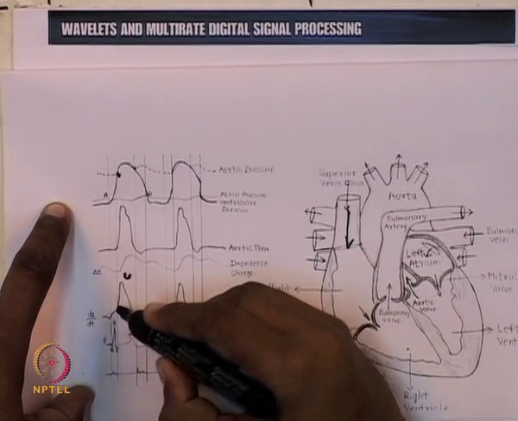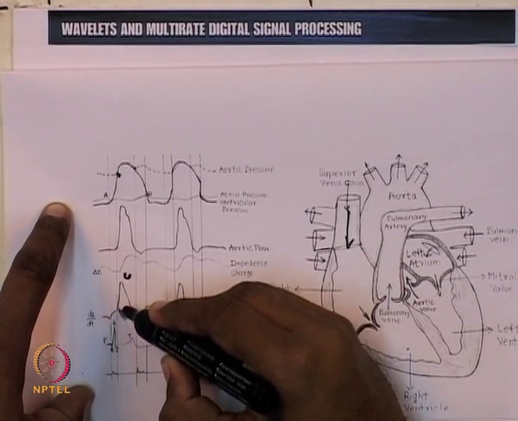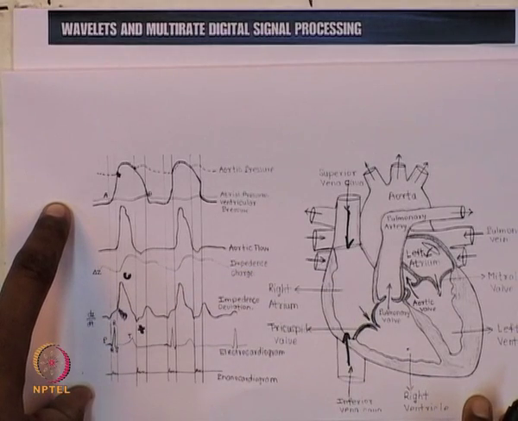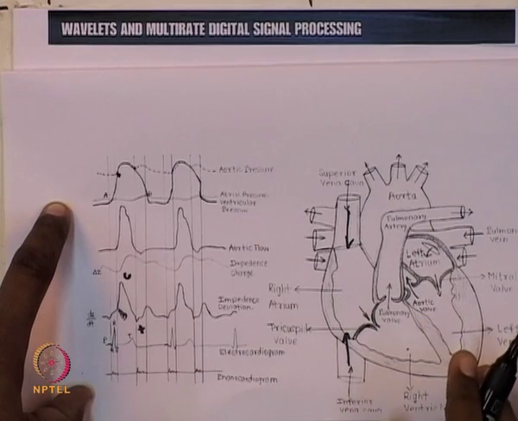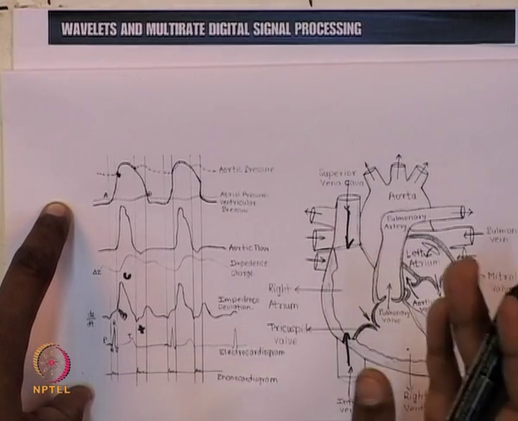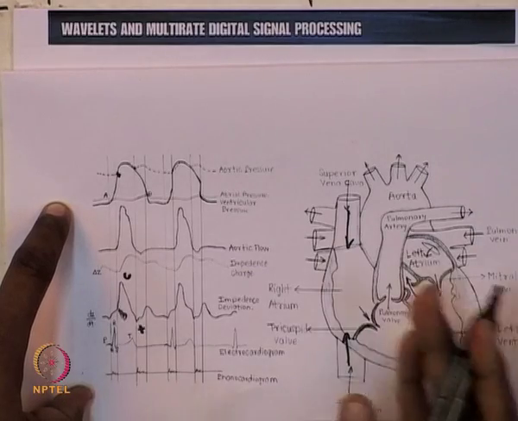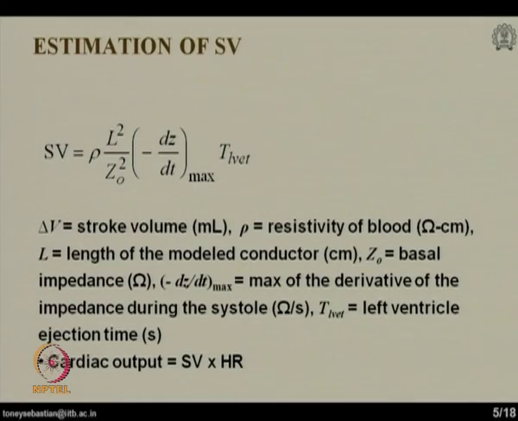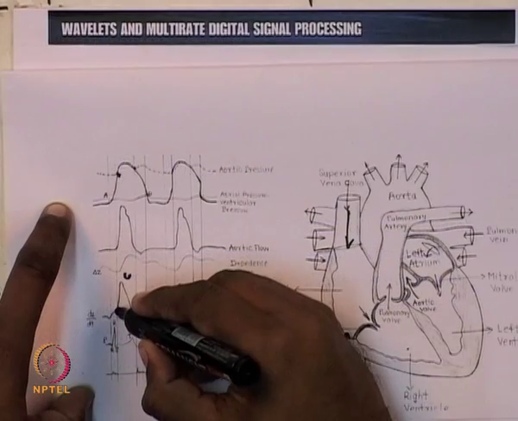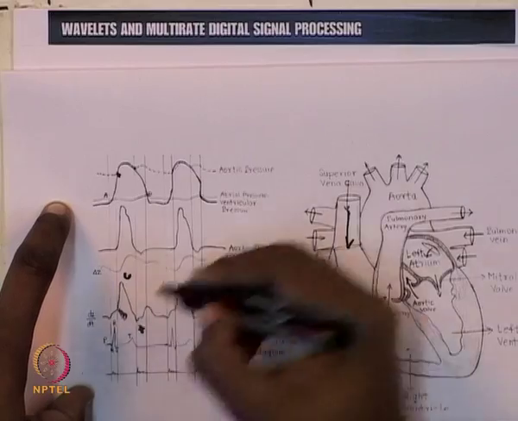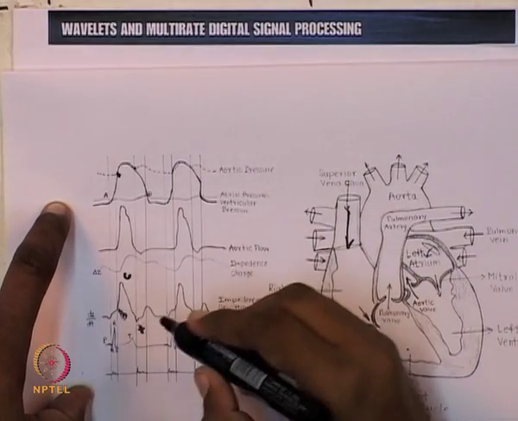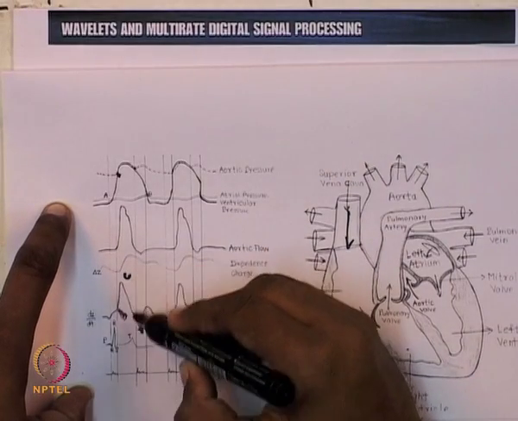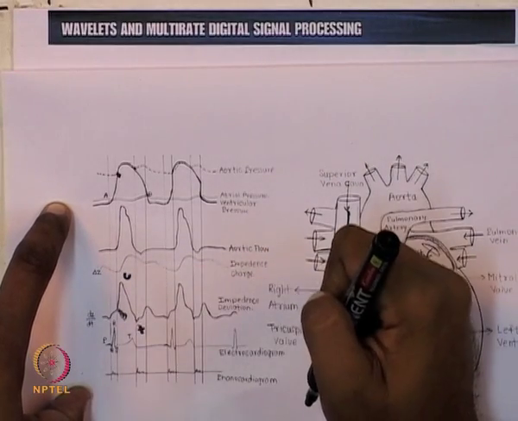So during the period from B point to X point, the aortic valve is open, and this is the duration in which the ventricles are pumping blood into the aorta. So TLVET is basically the time duration between the B point and the X point. So from this impedance cardiography waveform, we will be taking dz by dt max as well as TLVET.